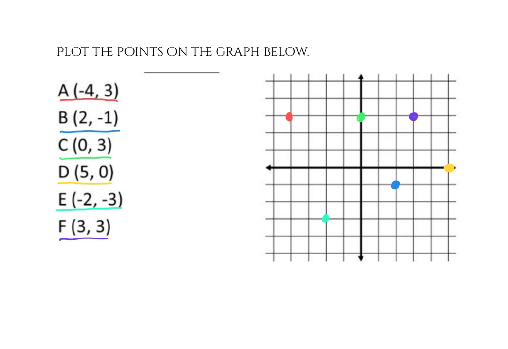This is an important point that we will talk about later, and so is the C point because it was 0, 3, meaning I started at the origin. I did not need to move left or right, so then I just stayed on the axis, but I moved up.